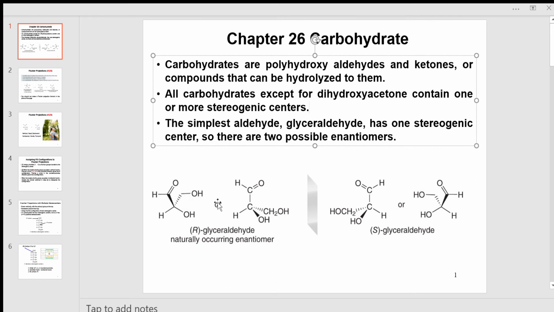If this is R, no matter how you draw it, this is R. This is S, you draw the mirror image. This is a mirror image of this molecule. So if this is R, this must be S. They are not a meso compound. They are not superimposable, so this has to be S. And this is another way, this is a chemist's way to draw the structure of the S isomer.